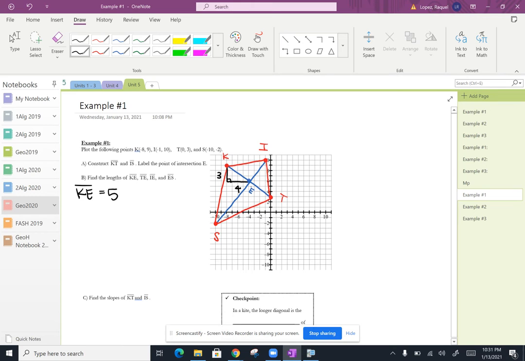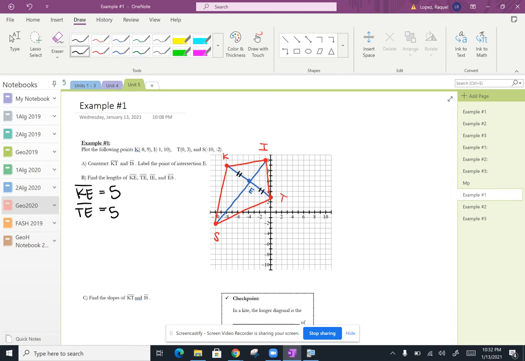All right, now let's find ET. We're going to do the same thing. KE is equal to 5, so I'm going to go ahead and get rid of that. Let's see how far we have to go to get from E to T. So I have to go down 1, 2, 3 over 4. So I've got another 3, 4, 5. So TE is also equal to 5. So that means that this segment and this segment are congruent. And I'm going to go ahead and mark my diagram just so.